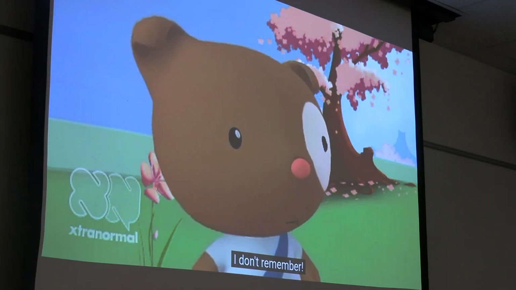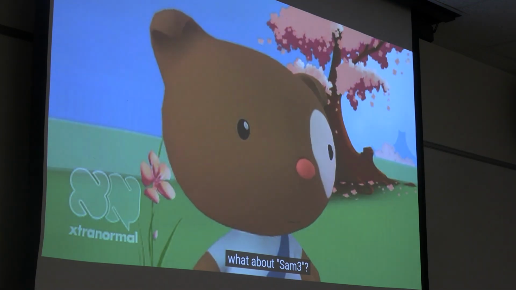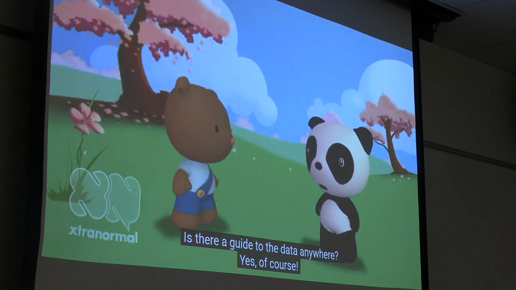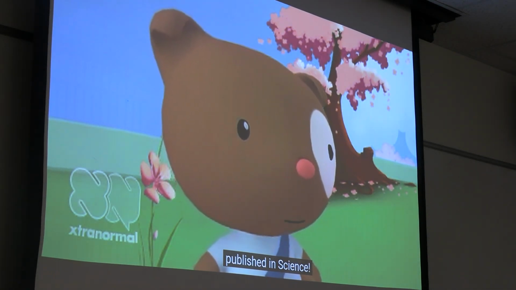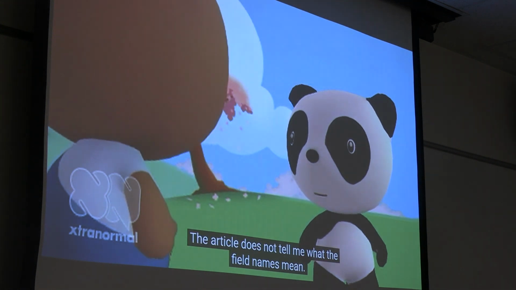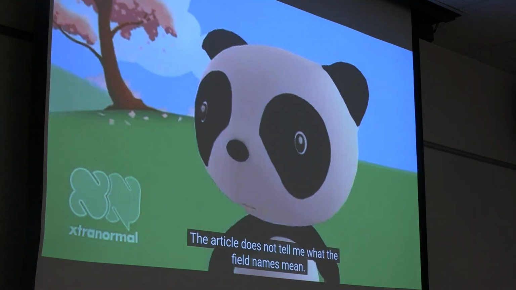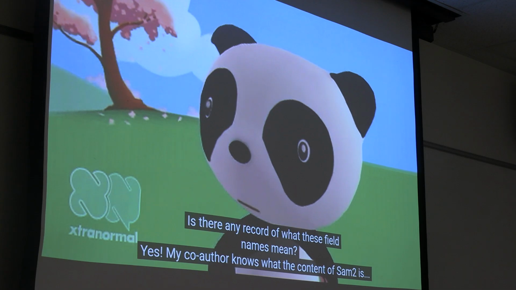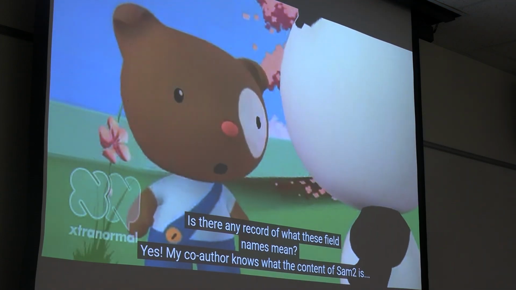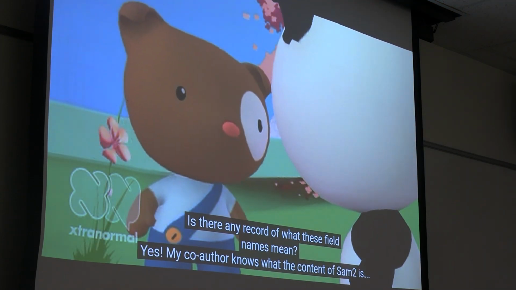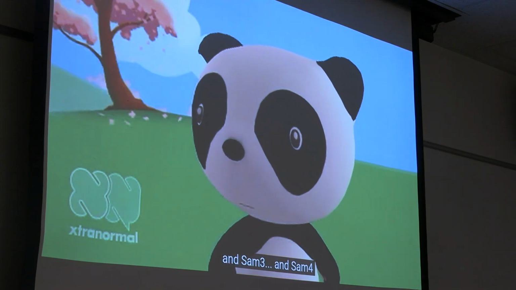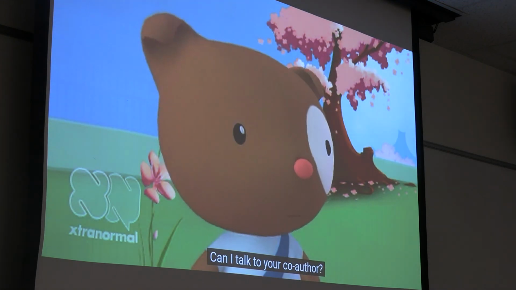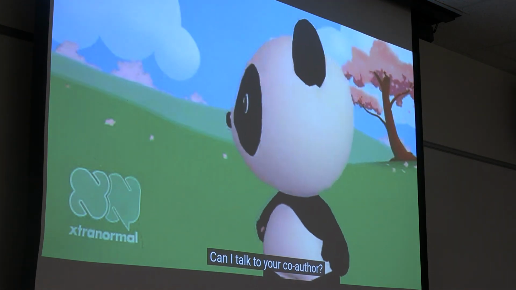I don't remember. What about SAM3? Is there a guide to the data anywhere? Yes, of course. It is the article that is published in Science. The article does not tell me what the field names mean. Is there any record of what these field names mean? Yes. My co-author knows what the content of SAM2 is and SAM3. And SAM4. Can I talk to your co-author?